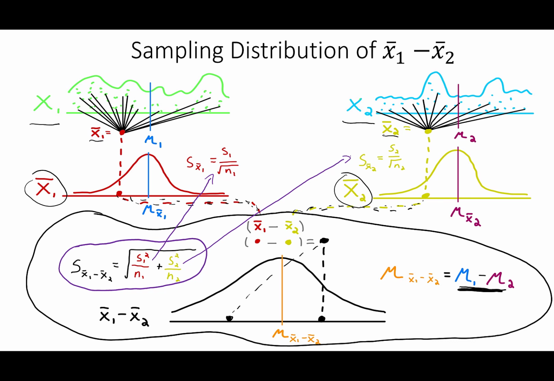What's also important to notice is that the center of this distribution, which is denoted by this orange line, mu x bar 1 minus x bar 2, equals the difference between your two population means that you're interested in. So if we can estimate mu x bar 1 minus mu x bar 2, that orange line, what we've actually learned about is mu 1 minus mu 2. So this will be the distribution that we are looking at when estimating the difference between our two means. Just like we learned before when we estimated a single mean, this distribution will follow a t-distribution.